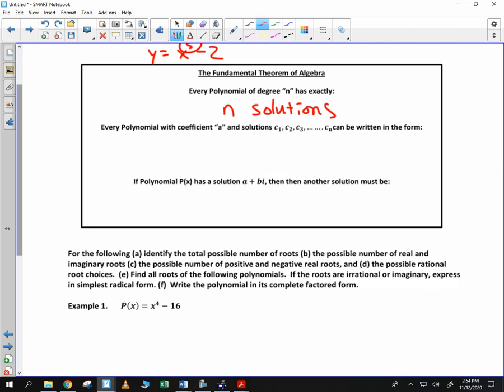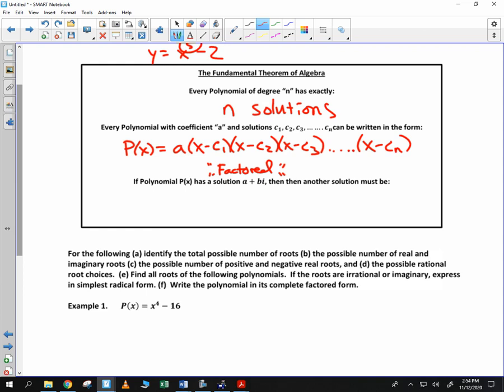Every polynomial with coefficient a and solutions c sub 1, c sub 2, c sub 3, up to c sub n, can be written in the form p of x is equal to a times x minus c sub 1 times x minus c sub 2 times x minus c sub 3, and so on and so forth, all the way to x minus c sub n. What that is saying is that every polynomial can be factored. And we're going to show that every polynomial can be factored.